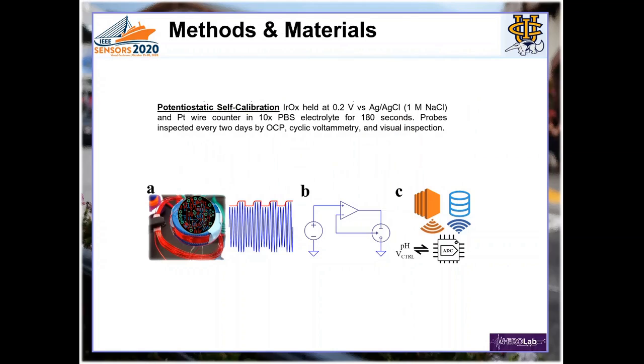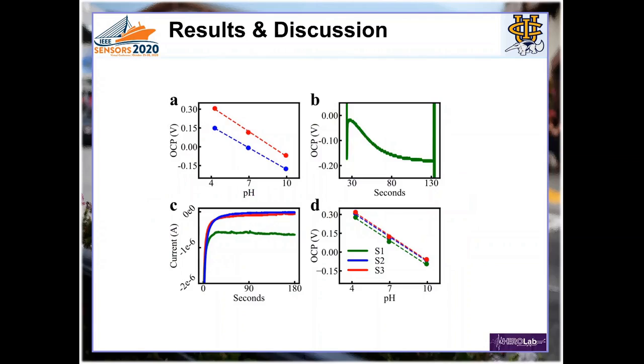So what this means is that, for example, we would take an iridium oxide probe that we had built, we would hold it at 200 millivolts versus some reference electrode and counter electrode in an electrolyte for a certain amount of time, and when we do that, we would expect the surface chemistry to change the end groups and the redox states.